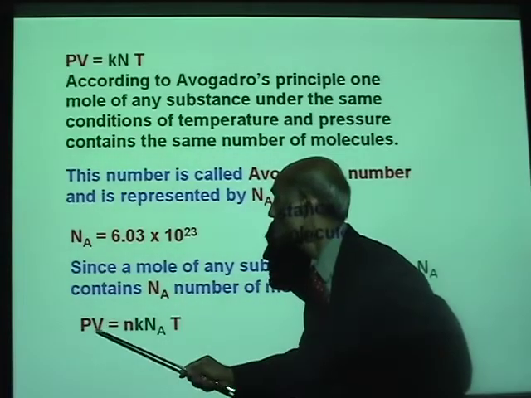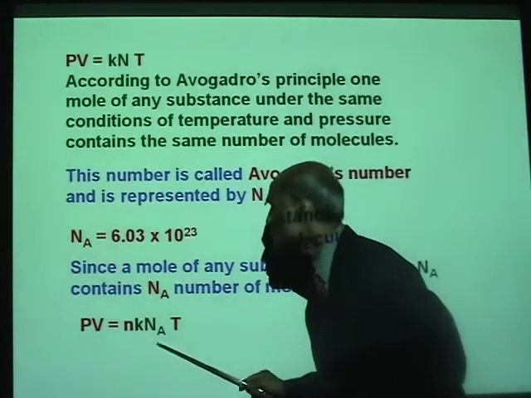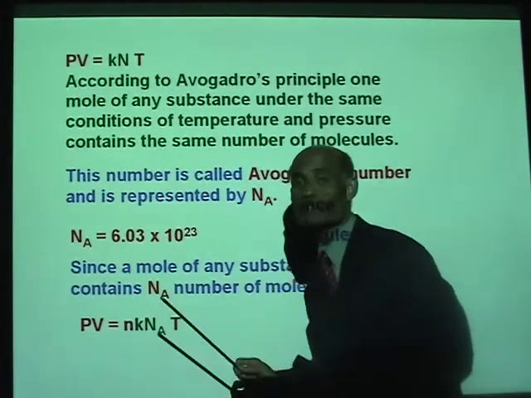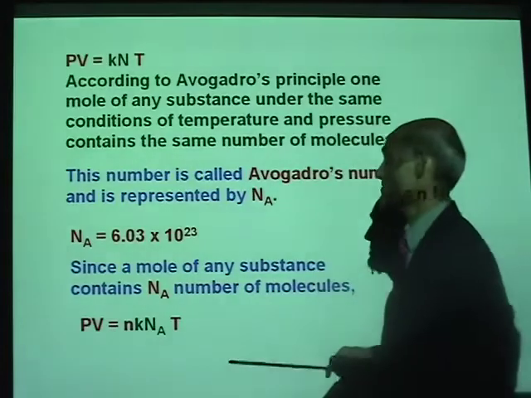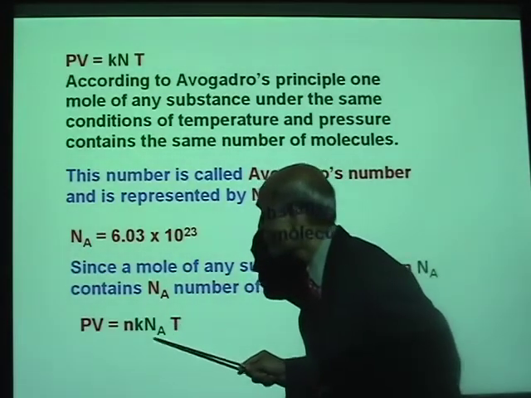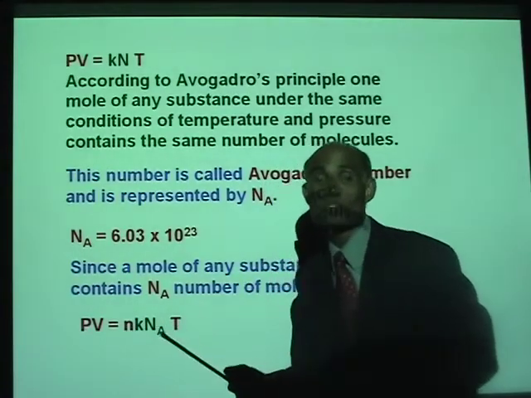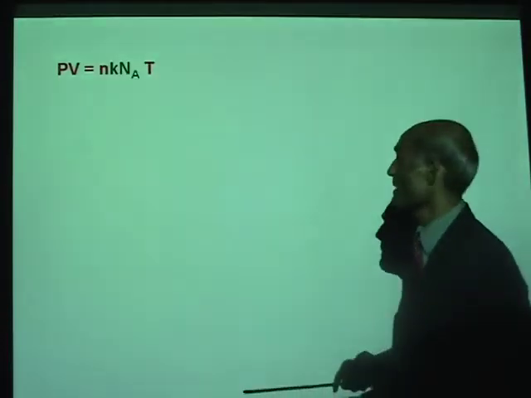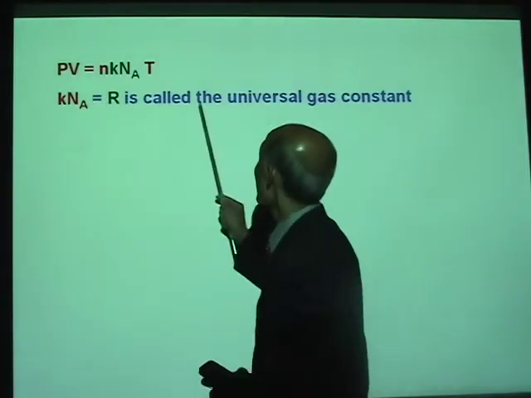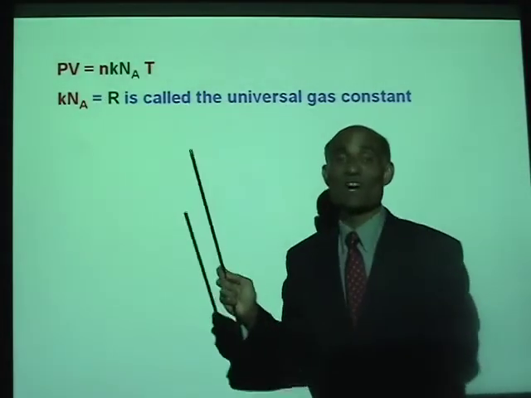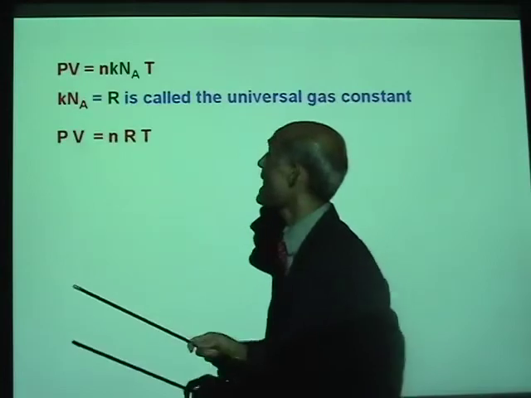Therefore, we can now write PV equal to n K Na T, where Na is the Avogadro number, K is the Boltzmann constant, and n is the number of moles of gas in your sample of study. And now, this green lettering I have, K times Na, we're going to represent as a very big constant. You're going to write it like this: K times Na equal to R, and that R is called the universal gas constant. Now don't forget that. R, the universal gas constant, is K times Na.